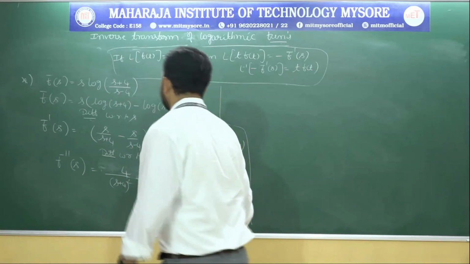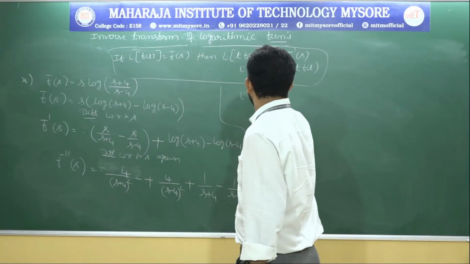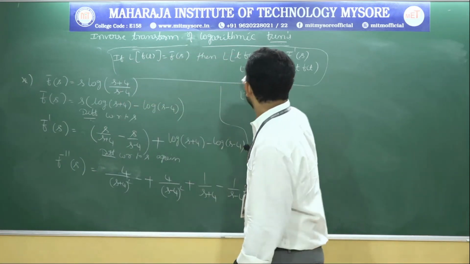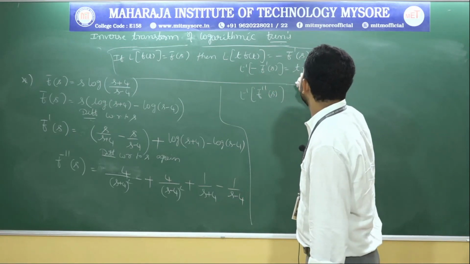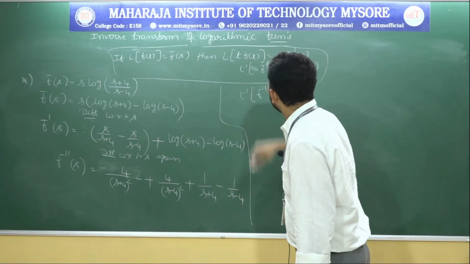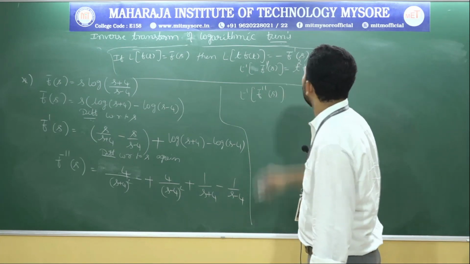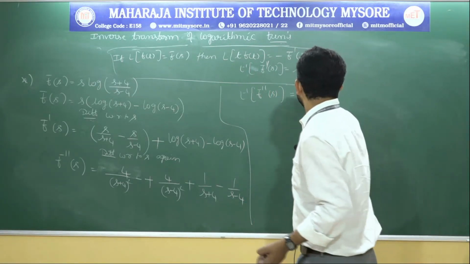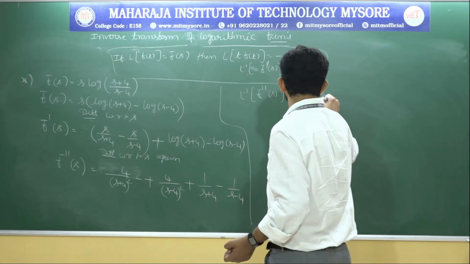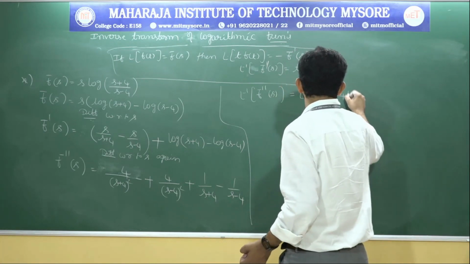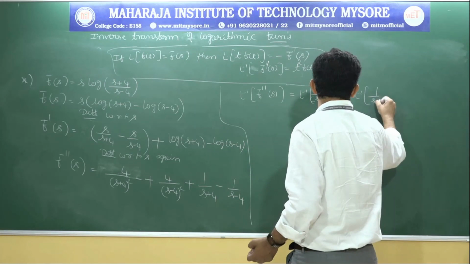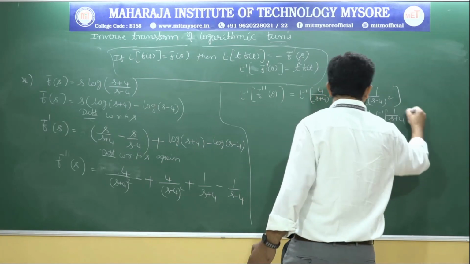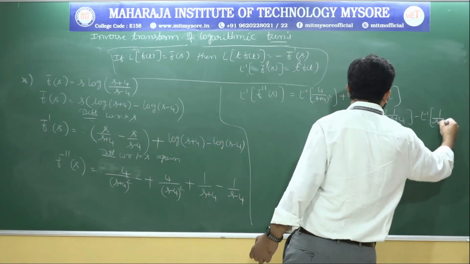Now I can take L inverse of f bar double dash of s. Here we don't need to multiply negative sign, because L inverse of minus f bar dash of s is t into f of t. For f bar double dash of s, it is t square into f of t. So no need to multiply negative sign. So we'll get L inverse of 4 divided by s plus 4 whole square plus 4 into L inverse of 1 over s minus 4 whole square plus L inverse of 1 over s plus 4 minus L inverse of 1 over s minus 4.